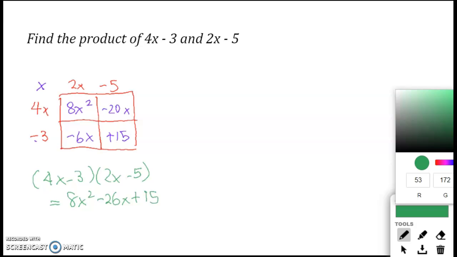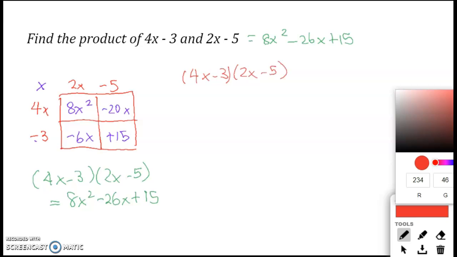So you found the product to be 8x squared minus 26x plus 15. Now let's see if we can do this using the distributive method. Okay, so using the distributive method, you are multiplying again 4x minus 3 times 2x minus 5.